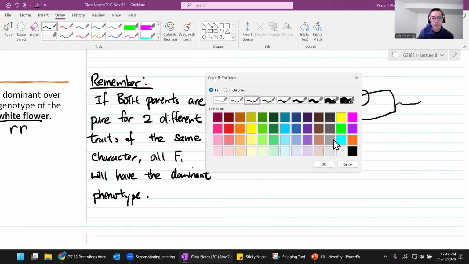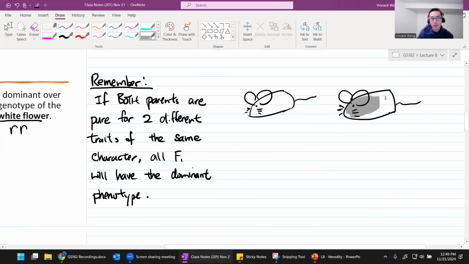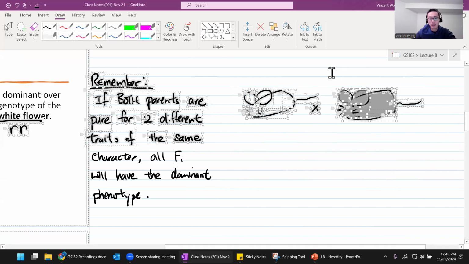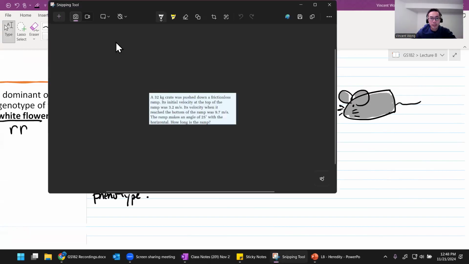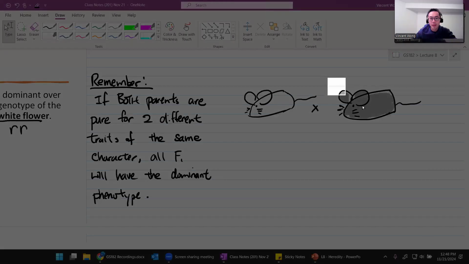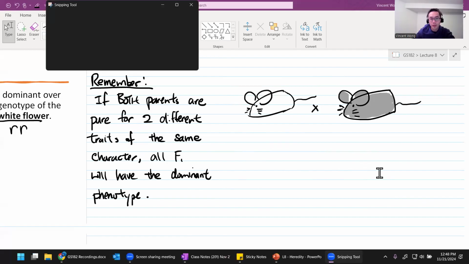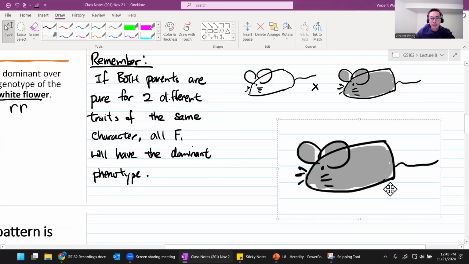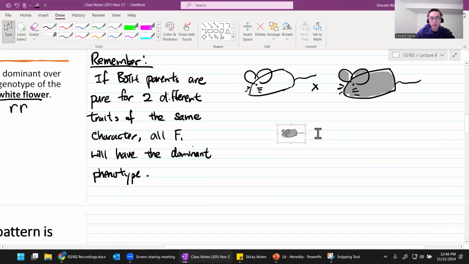Okay, and one of them is going to have a gray coat. The other one is white. And then you cross them together. So they're gonna have babies together. They're gonna produce, I think it's called a litter, just like the cats. Okay. And there you go.